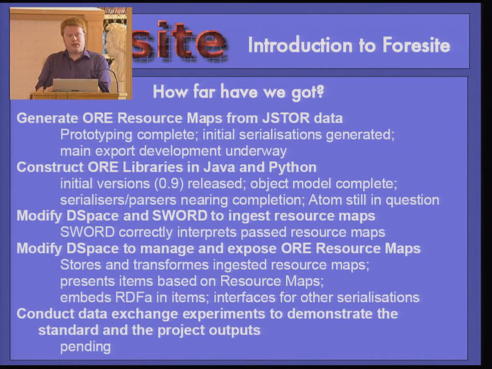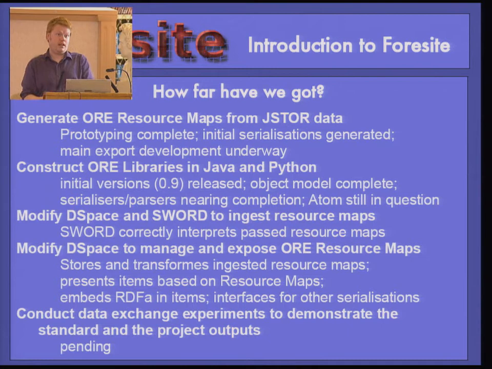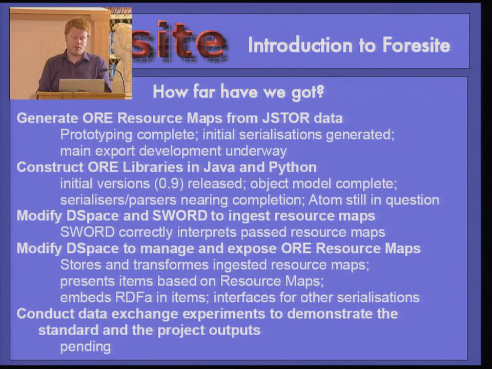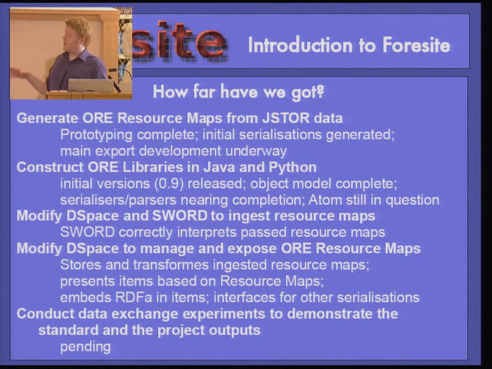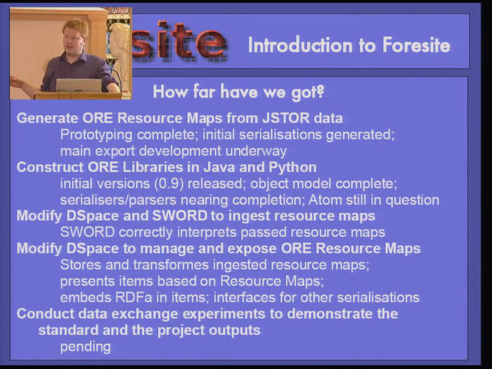Then we needed to modify SWORD and DSpace to ingest these resource maps, and that basically is done for the project. We've written an ingester, and we'll talk a bit more about that in a moment. And then we need to modify DSpace to manage these ORE resource maps and turn them into DSpace items. To do this, we're leveraging functionality which my colleague who introduced me wrote for the next major version of DSpace, which is to introduce a significant abstraction in the data storage layer.